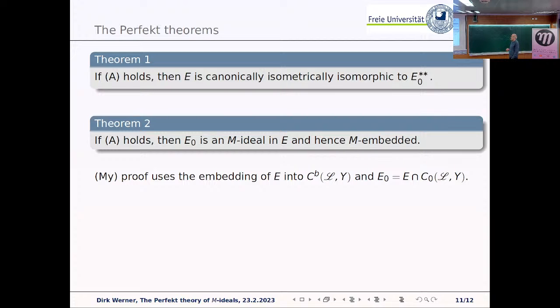So in order to prove these theorems, I found it advisable to look at the embedding of E into the continuous functions as given here. And then the crucial property that one can use is that you have a module. So you can multiply a vector-valued function like that by a scalar function, a module property of the space. And likewise with the module. And this replaces Perfekt's argument where he uses the theorem due to Ivan Singer, which describes the dual space of the continuous function space, the vector measures.